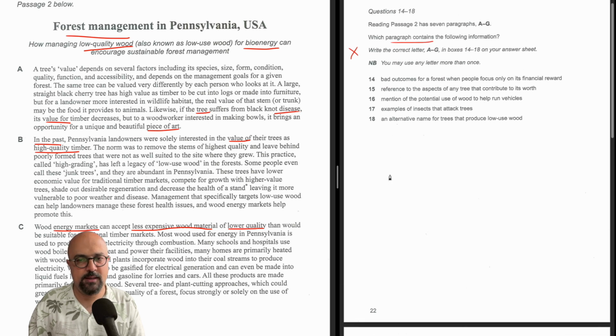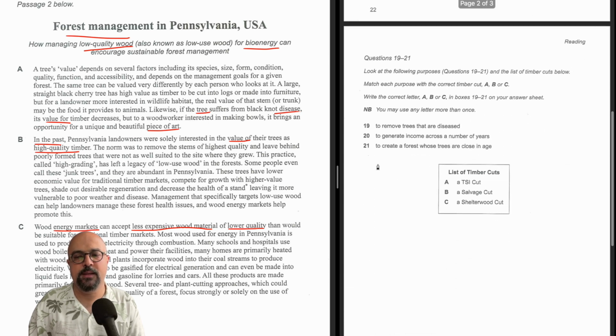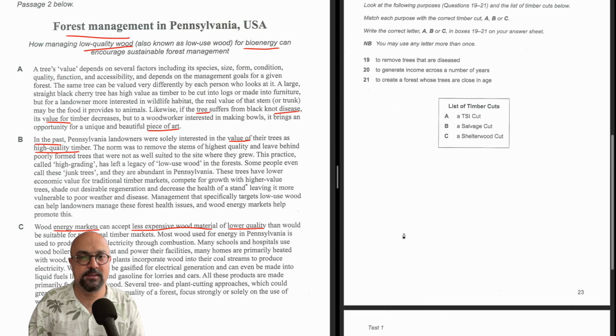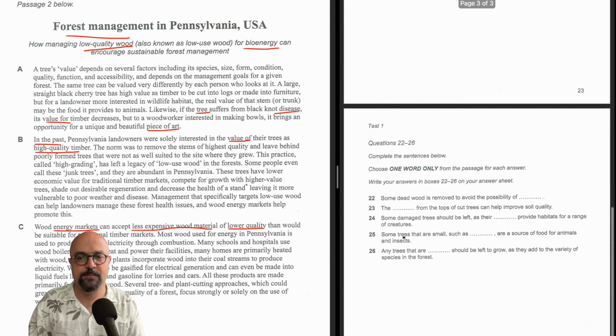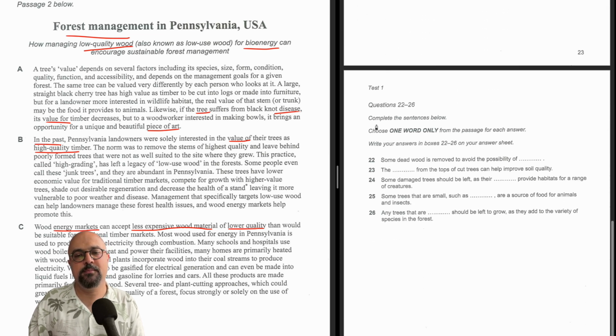These questions are not in passage order necessarily. Therefore, we should start with the question type that is guaranteed to be in passage order. And there we go. We have complete the sentences. Sentence completion tasks are always in passage order. Therefore, we know that 22 is definitely before 23, 23 before 24, and so on and so forth. So let's get it started.